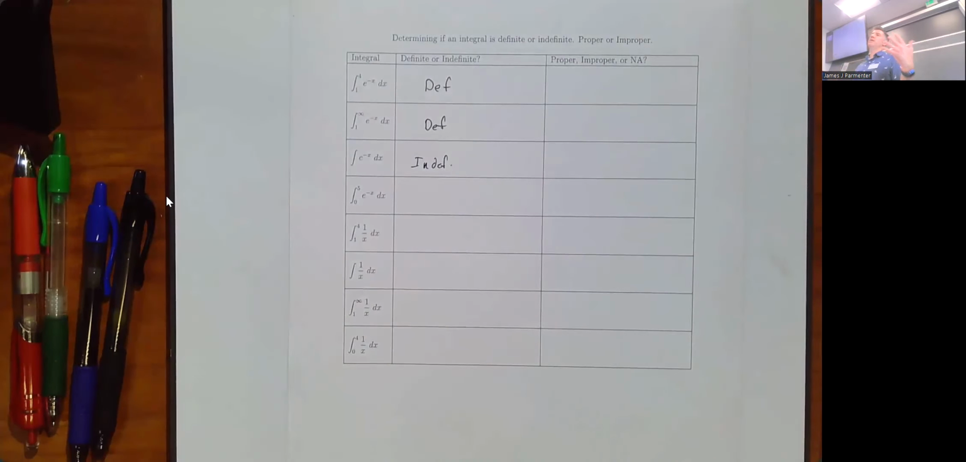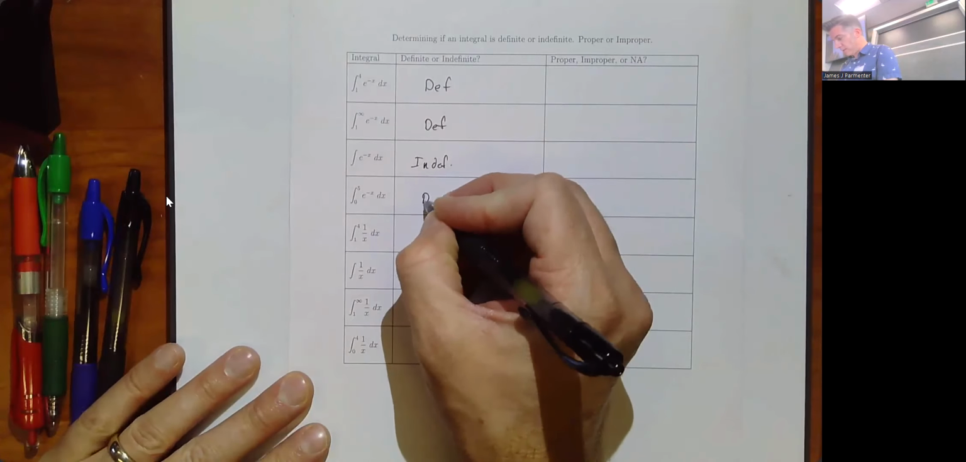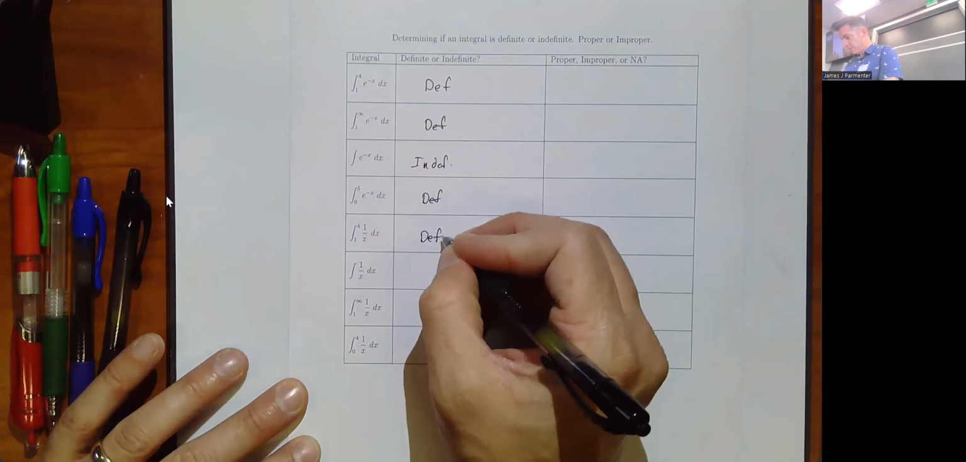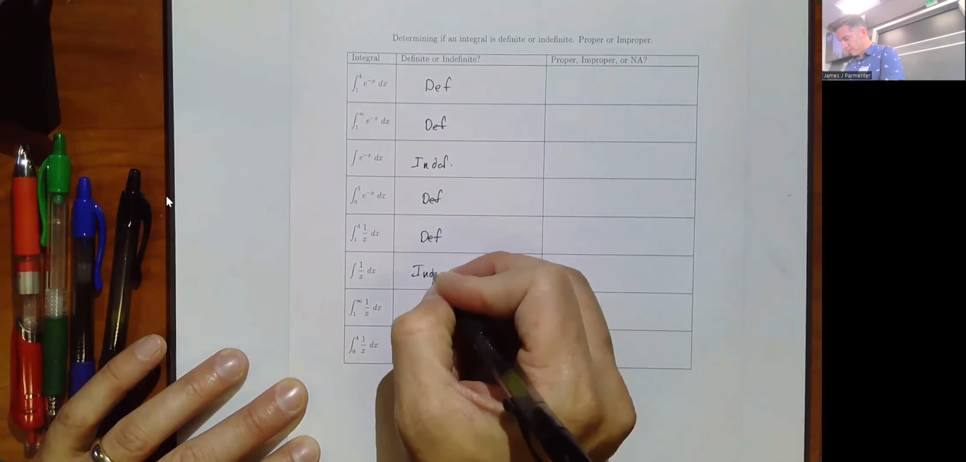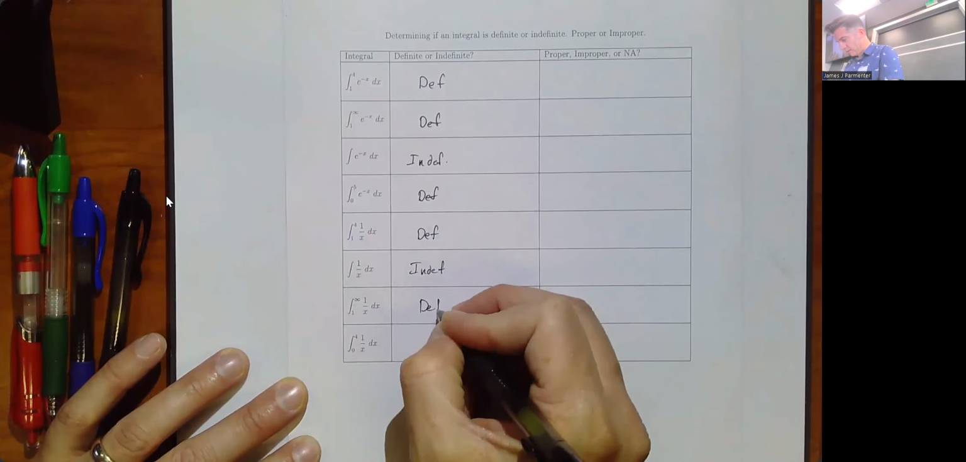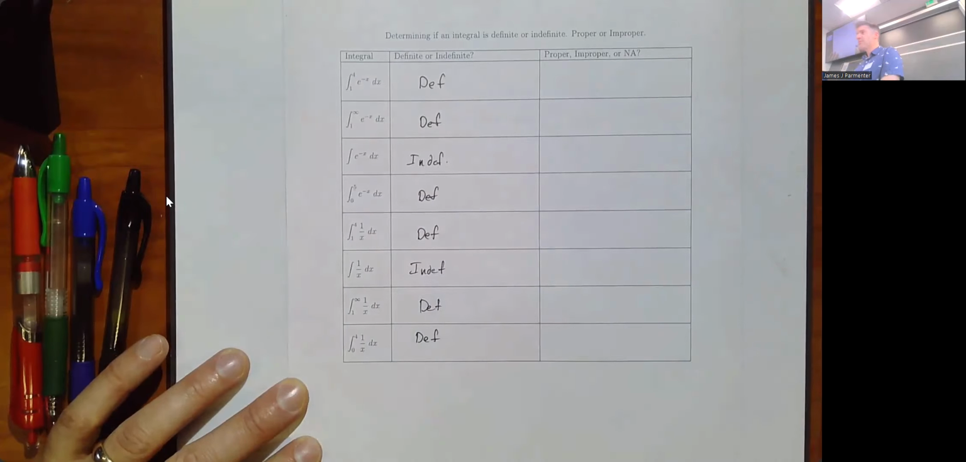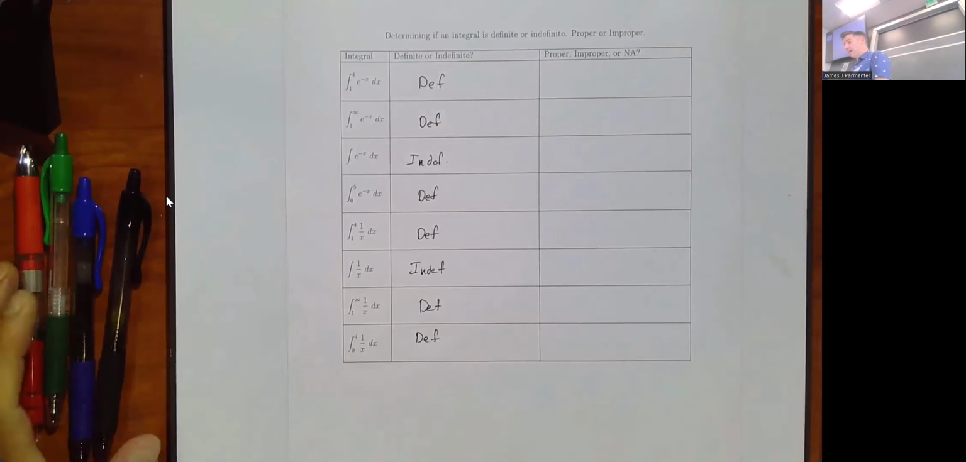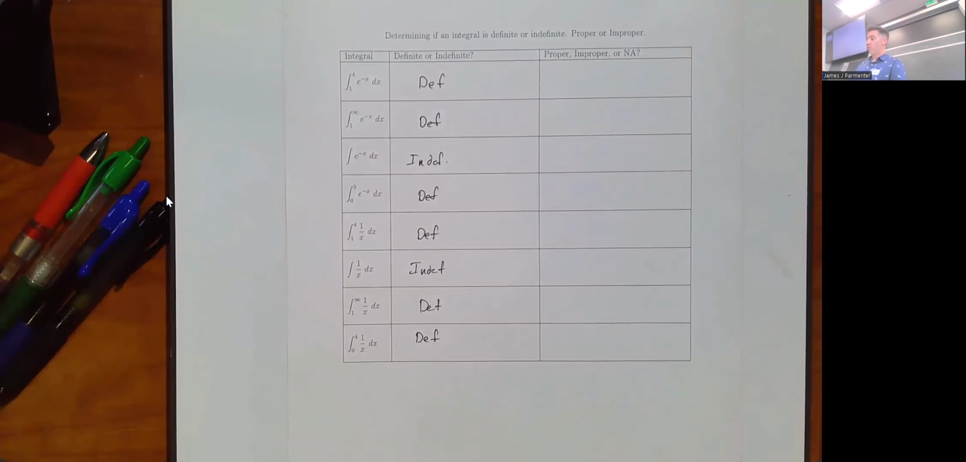So really, when you're thinking definite or indefinite, you're really just looking to see, are there limits of integration or not? So this one is for sure definite because it's the integral from 0 to 5. This one's definite. This one's indefinite. This one's definite. And this one's definite. Cool. On the other side here, we have whether it's proper or improper, or if that doesn't apply.